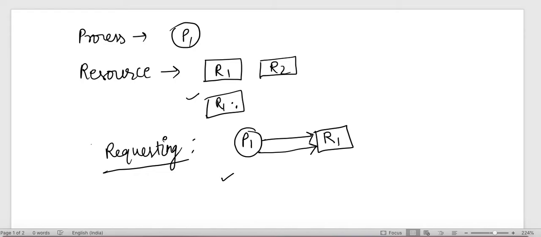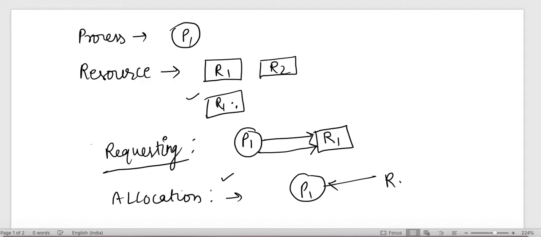Now the other one is allocation. Allocation is simply: process P1 is there and resource R1 is allocated to P1. This is how we show allocation. Got it? Hope you got everything. Let me remove some things.